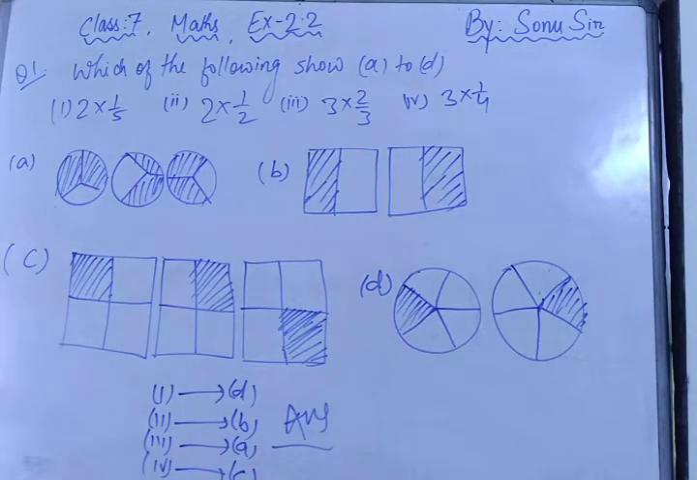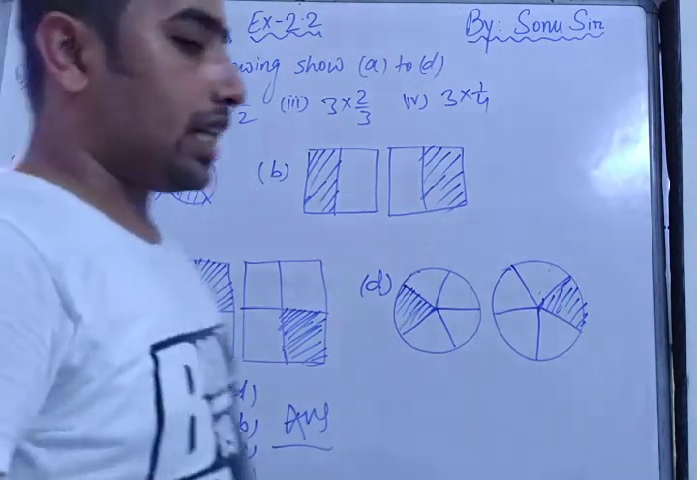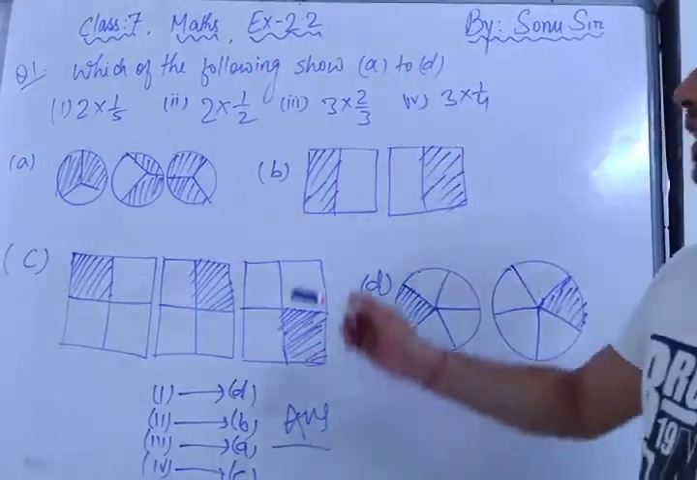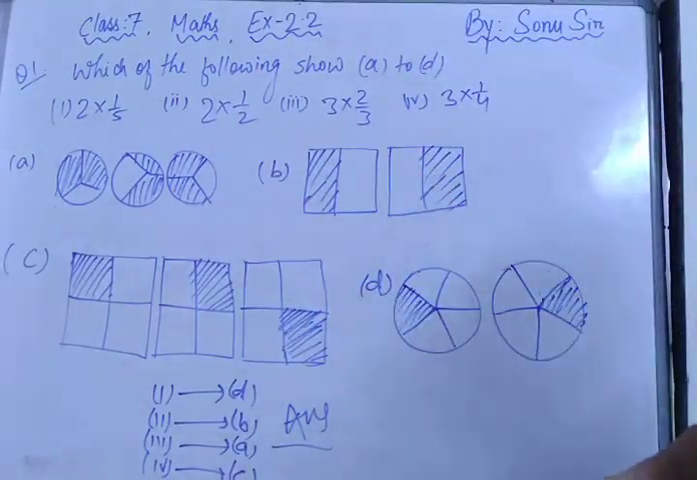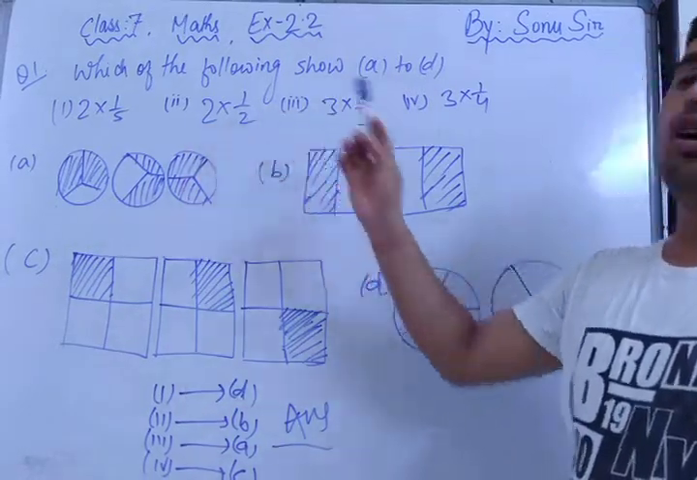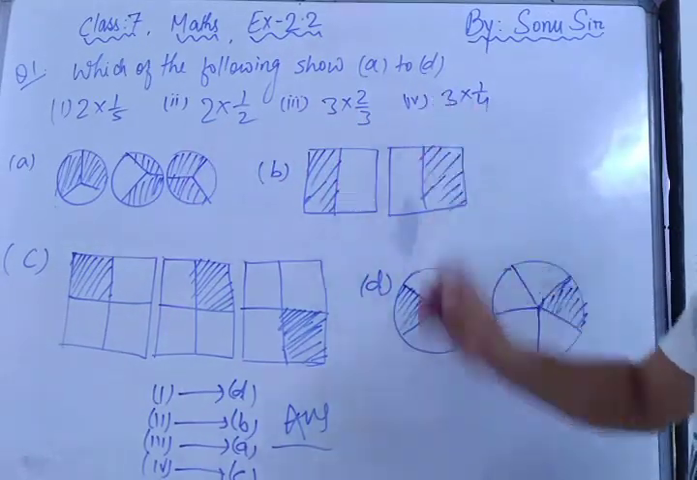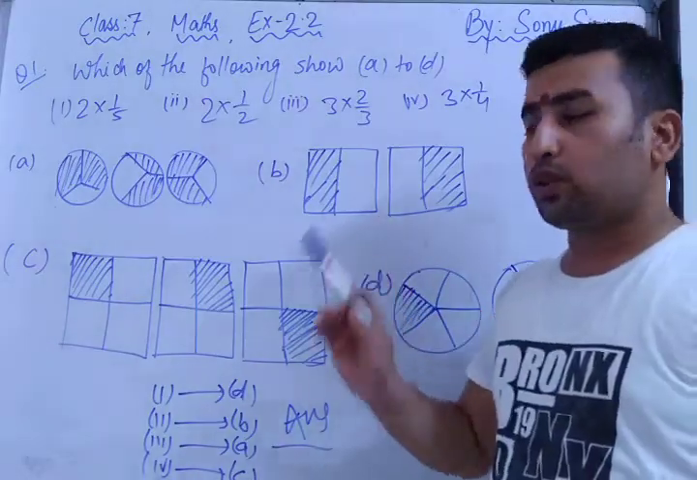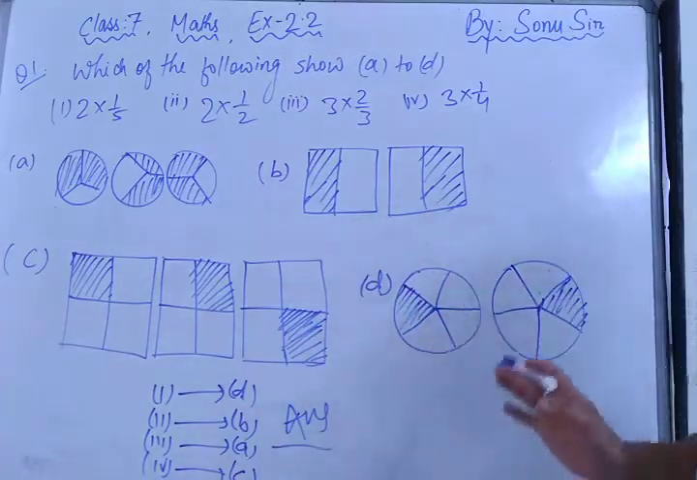First, exercise 2.2, question number 1 you can see here. The first question was, which of the following shows A to D. It is just a match the following. Here mixed fractions are already given, and the fractions have been shown in the diagrams. You have to just match the following.